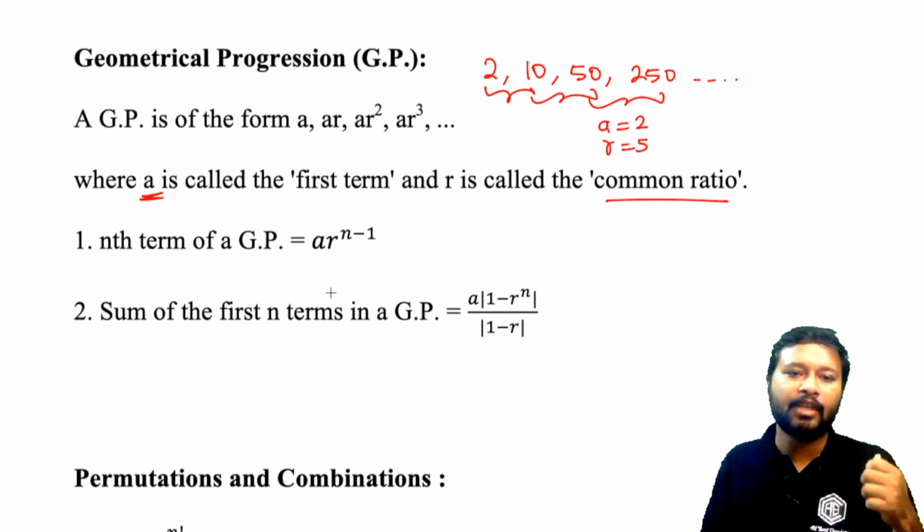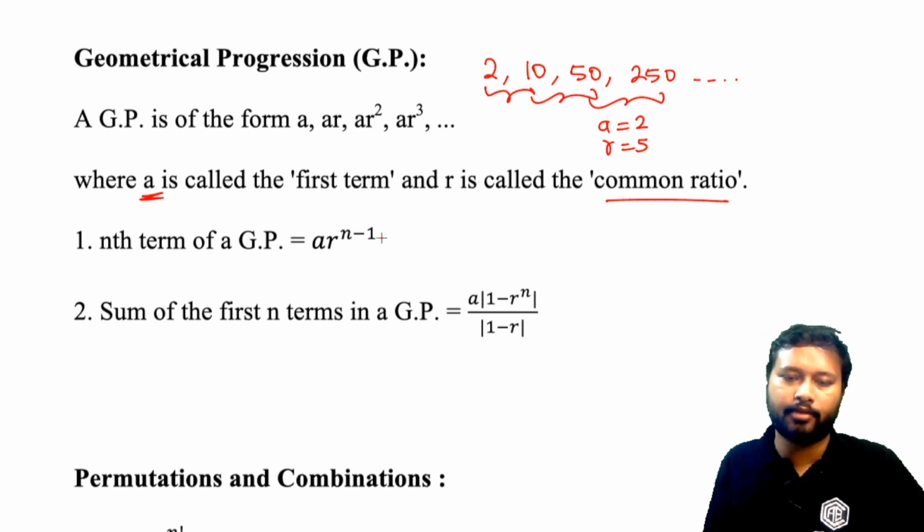Okay. So the nth term, if you want to find it, the formula is A R to the power n minus 1. Alright. The sum of the first n terms is A into (1 minus R to the power n) divided by (1 minus R).